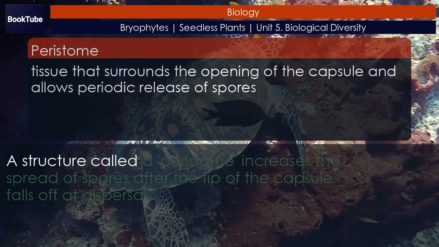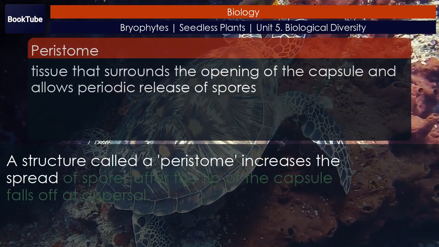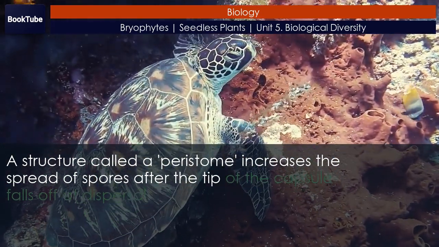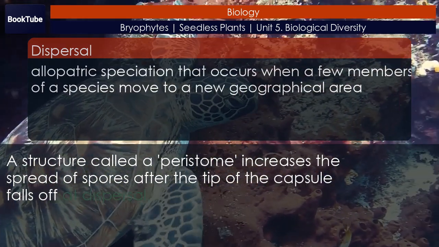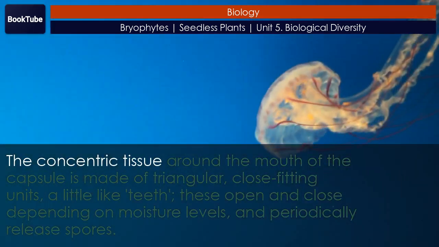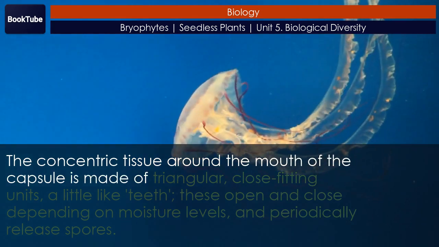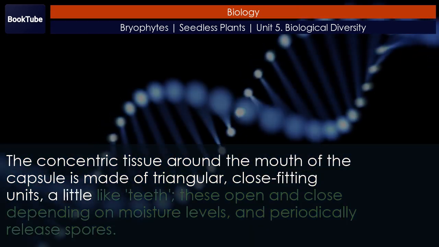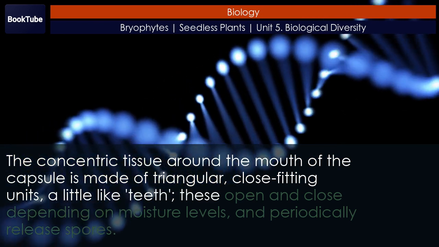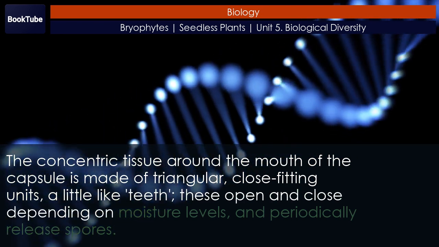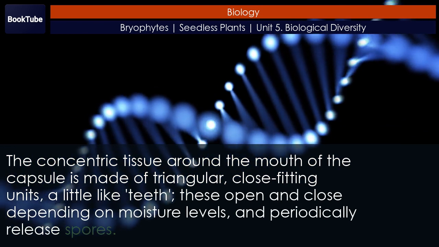A structure called a peristome increases the spread of spores after the tip of the capsule falls off at dispersal. The concentric tissue around the mouth of the capsule is made of triangular, close-fitting units, a little like teeth. These open and close depending on moisture levels, and periodically release spores.